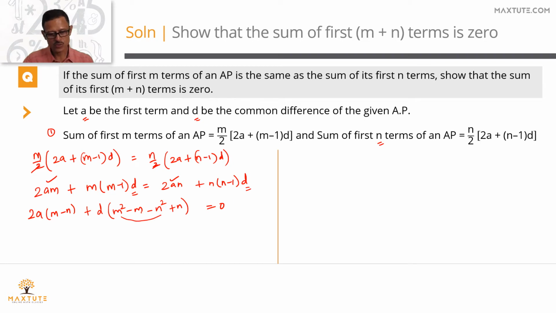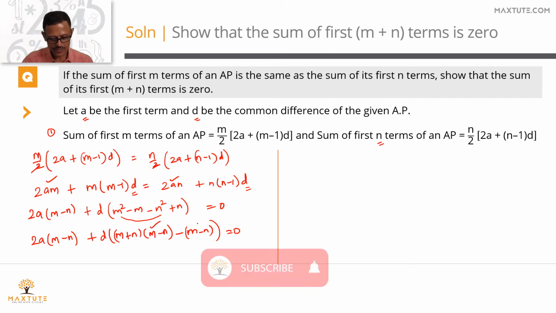m square minus n square, power 2 and m and n. So what we'll get is 2a times m minus n plus d into m square minus n square. We can write it as m plus n times m minus n. We're going to take minus common outside. So minus of m minus n is what this will be, which makes it as minus m plus n. This entire thing is equal to 0.